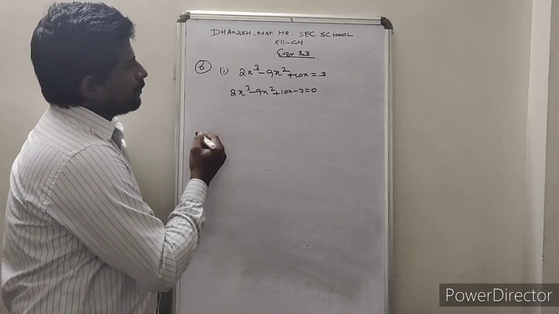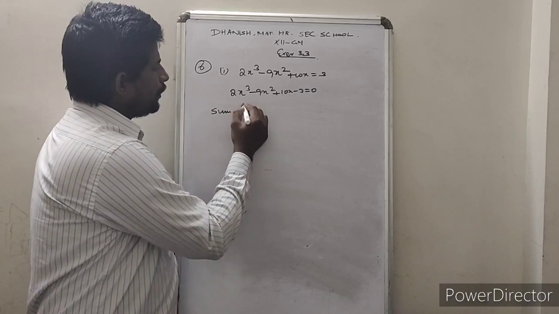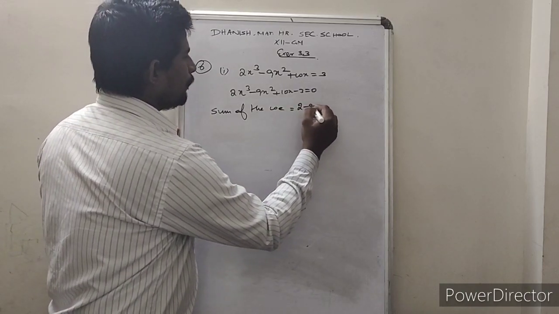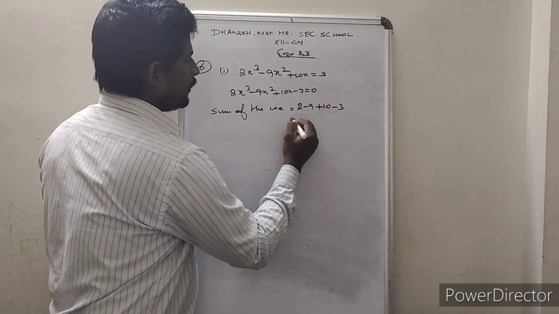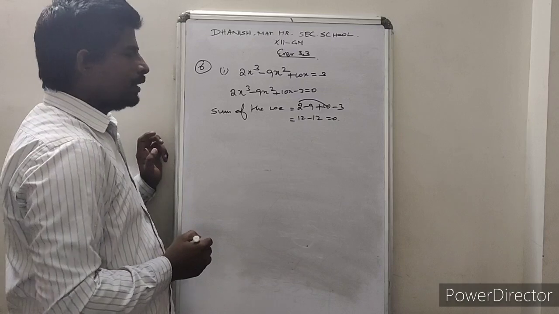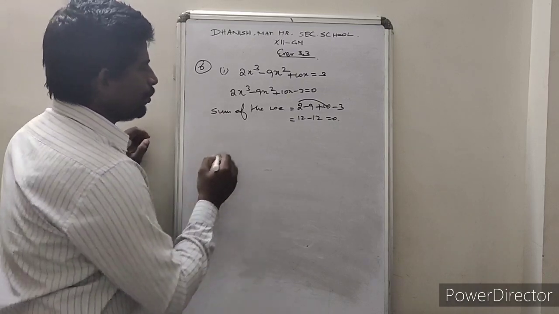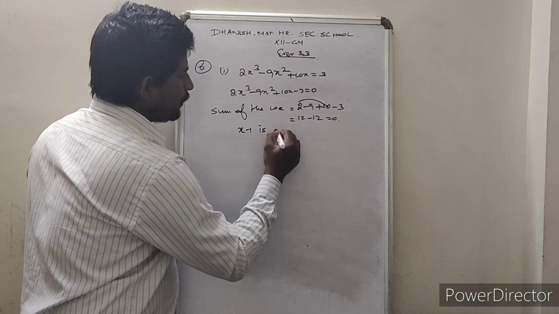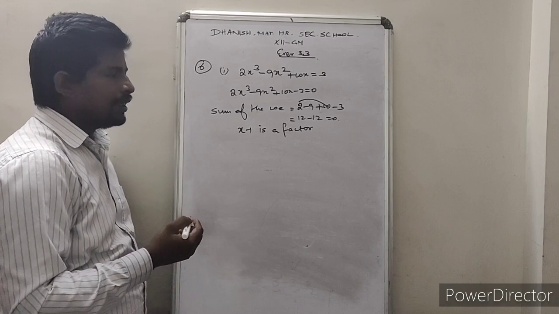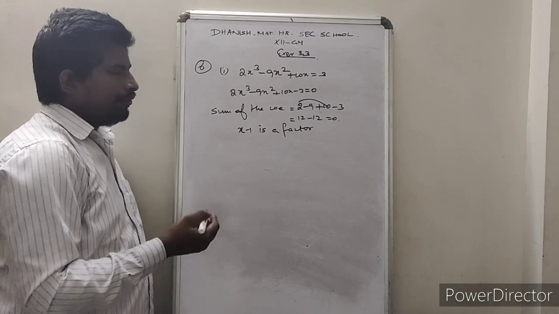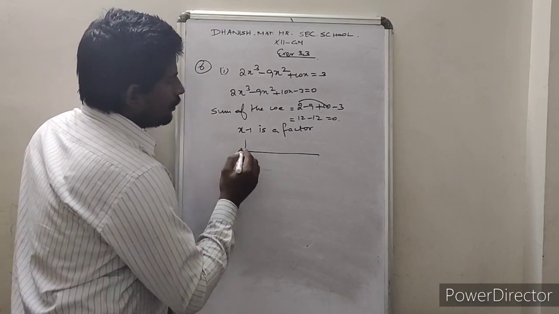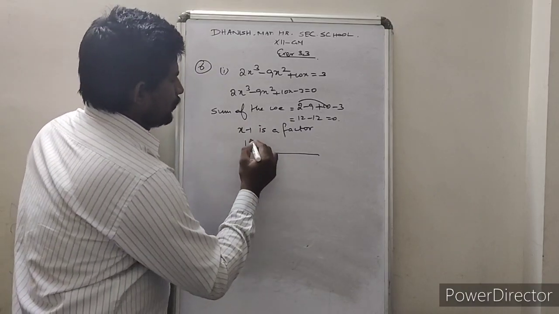So first we are going to find the sum of the coefficients. Sum of the coefficients equal to 2 minus 9 plus 10 minus 3. So the next step would be 12 minus 12, so equal to 0. If the sum of the coefficients equal to 0, then we can conclude x minus 1 is a factor. Now we are going to find the other roots. In order to find other roots, we use synthetic division. This is also very easy.